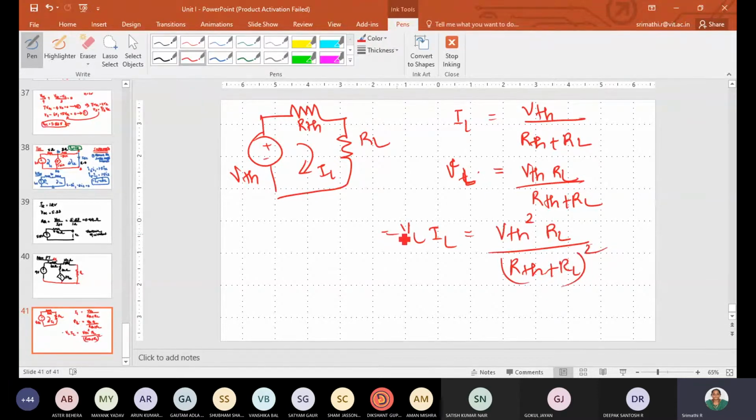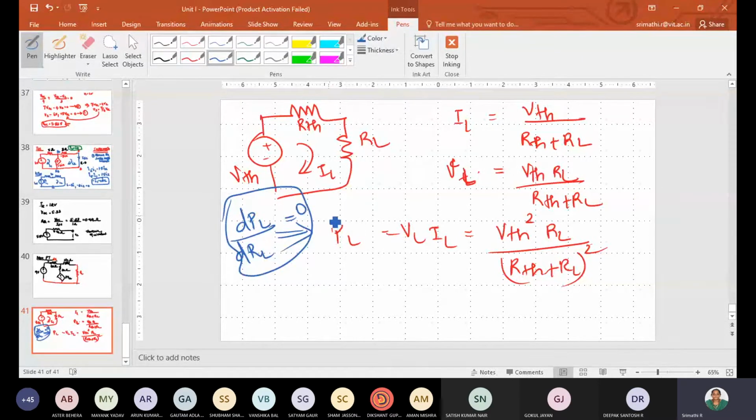This is your power. So to get maximum power that is to be delivered across the load, I need to differentiate this expression. Differentiate dPL with respect to dRL and equate to 0. Use your maximum power transfer, maxima and minima in differential calculus. So when you differentiate this expression and equate it to 0, you will finally get R Thevenin is equal to RL. Okay, we can differentiate and check later.